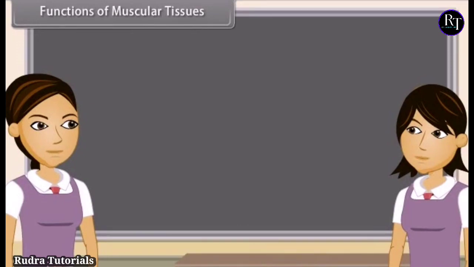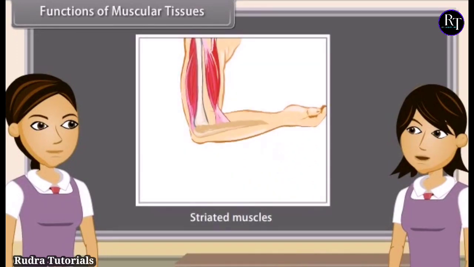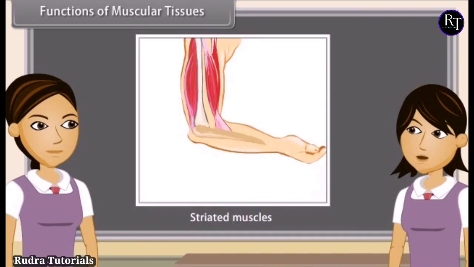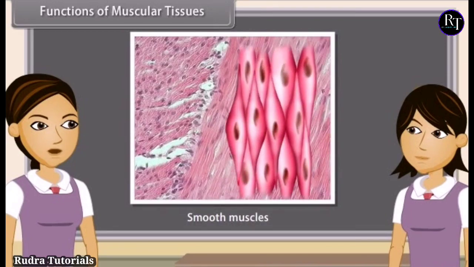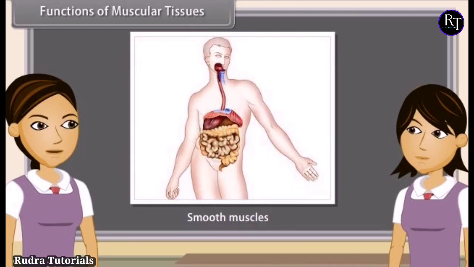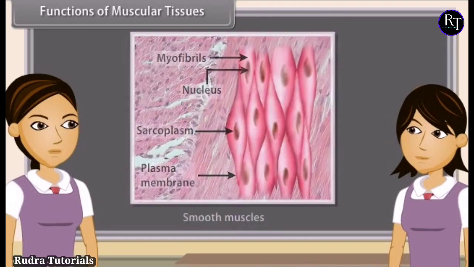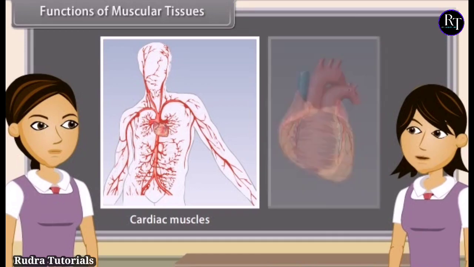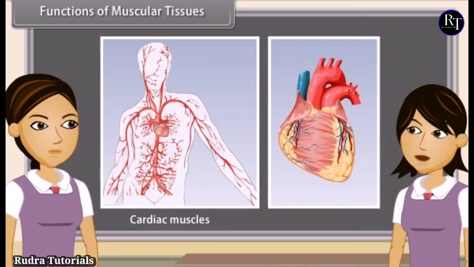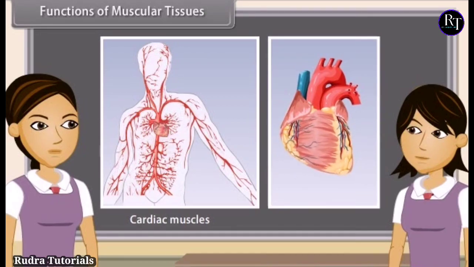Functions of muscular tissues. Striated muscles provide the force for locomotion and all voluntary movements of the body. Smooth muscles are involuntary muscles, that is, they do not work according to our will. Movement of food in the alimentary canal, opening and closing of tubes are due to smooth muscles. Cardiac muscles contract and relax rapidly, rhythmically, and tirelessly throughout life. This contraction and relaxation helps heart muscles to pump and distribute blood to various parts of body.